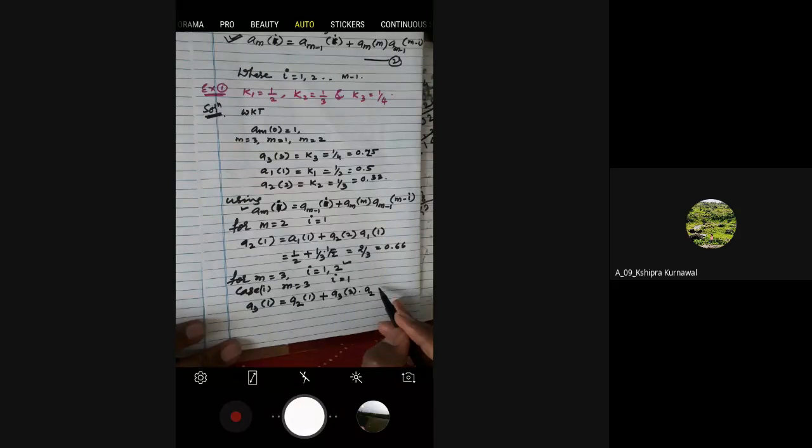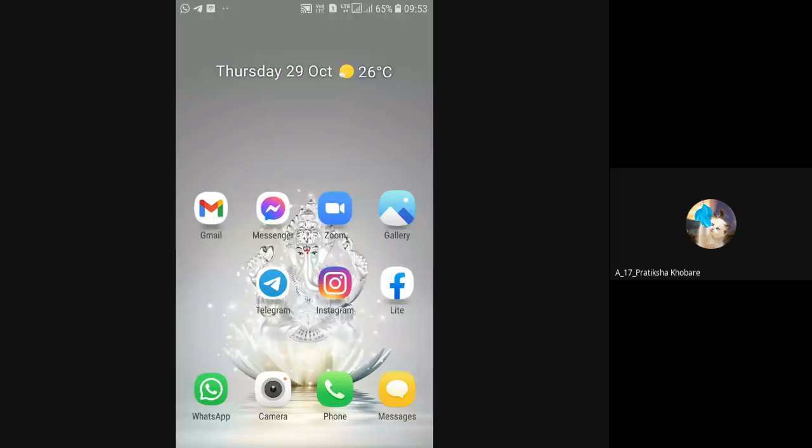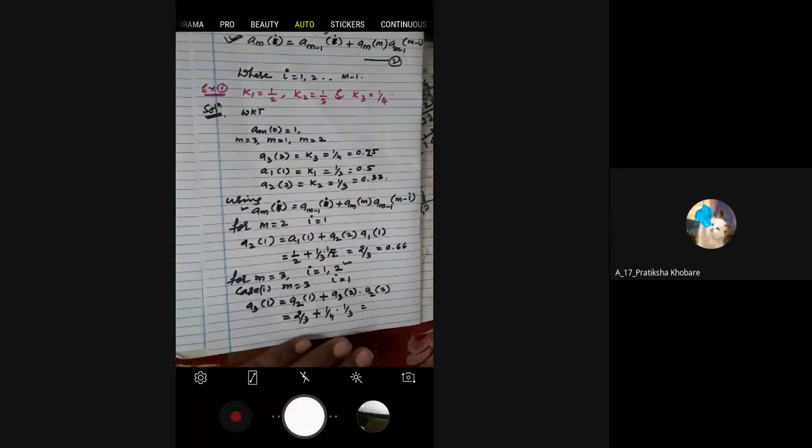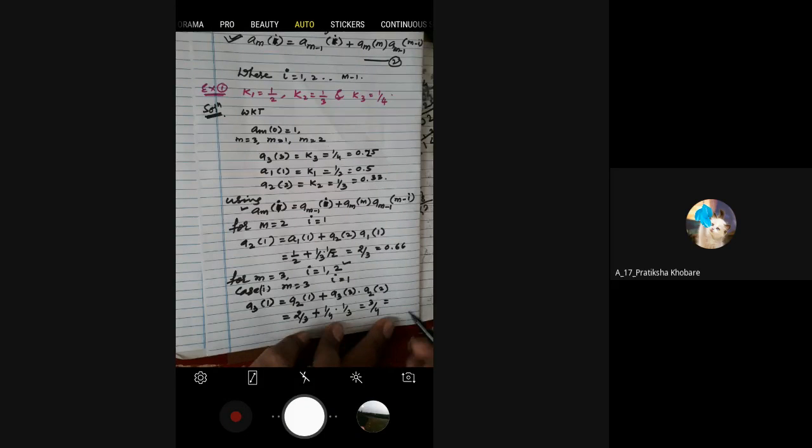Now we just substitute all the values. a2 of 1, we know that, is 2 by 3, plus a3 of 3 is 1 by 4, into a2 of 2 which is 1 by 3. What is its value? 0.747. It is like 3 by 4 we are getting, so this equals 0.747, or we can take it as 0.75.